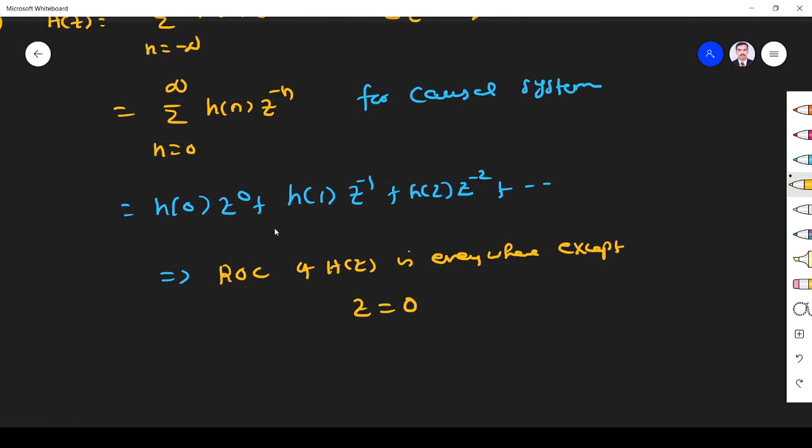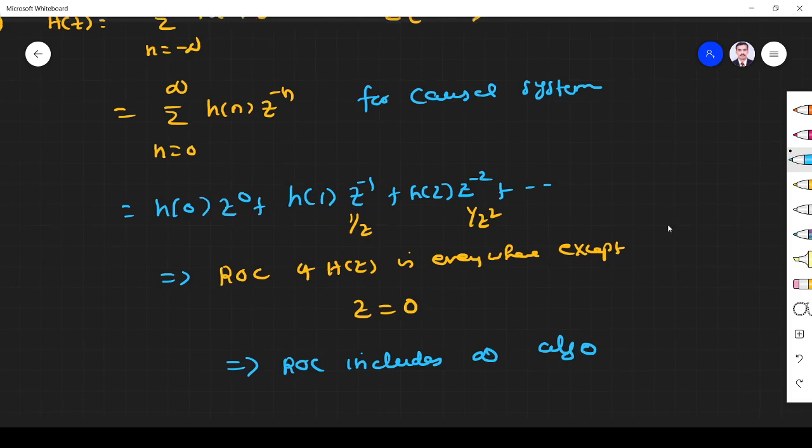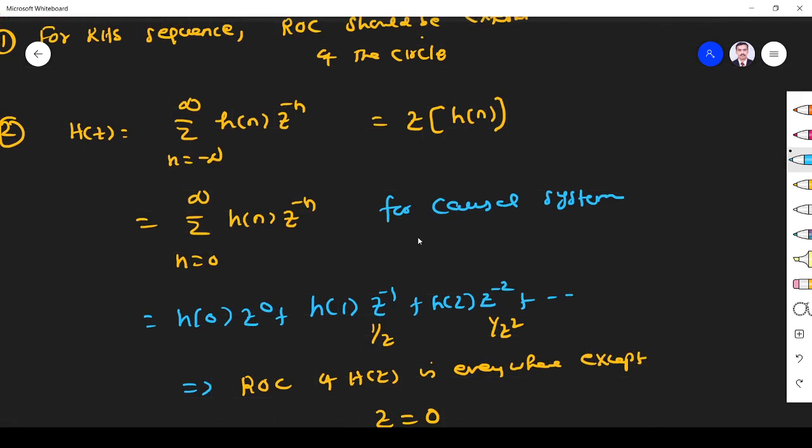For a right hand side sequence, ROC should be like this one, because z power minus 1 is nothing but 1 by z, and z power minus 2 is 1 by z squared. When you substitute z equal to 0, it will become infinity. You cannot find it. That is not ROC. So ROC should be everywhere except 0. That means for a right hand side sequence, ROC includes infinity also. Okay. So these two conditions are derived by considering causality in mind.